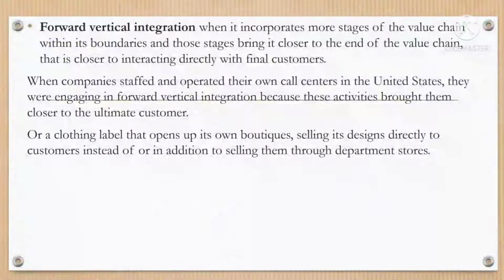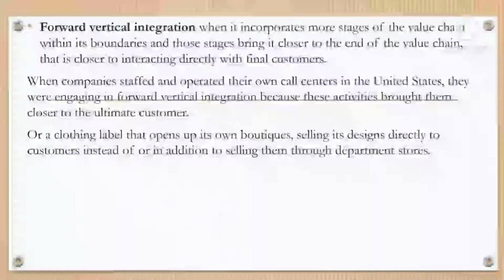Forward vertical integration is when a firm incorporates more stages of the value chain within its boundaries and those stages bring it closer to the end of the value chain, that is, closer to interacting directly with final customers. Example, when companies staffed and operated their own call centers in the United States, they were engaging in forward vertical integration because these activities brought them closer to the ultimate customer.